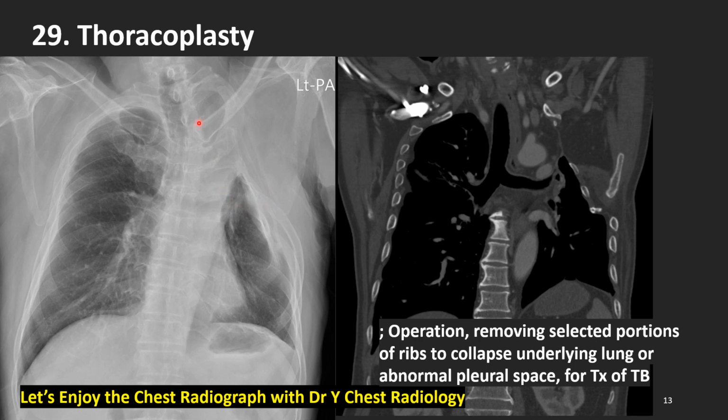It was the name of surgery, thoracoplasty, a kind of primitive surgery when medical facility was not available. When we were poor, without medicine, we sometimes have done this kind of operations, thoracoplasty. It is an operation removing selected portions of ribs to collapse the underlying lung or underlying abnormal pleural space, especially for treatment of tuberculosis. We do not do this kind of operation anymore.